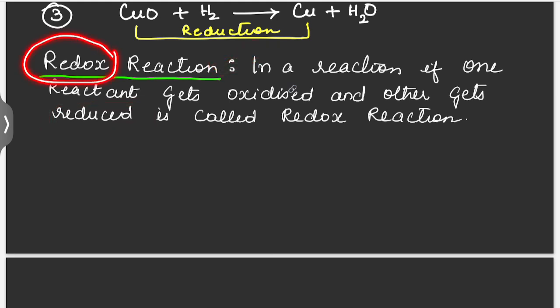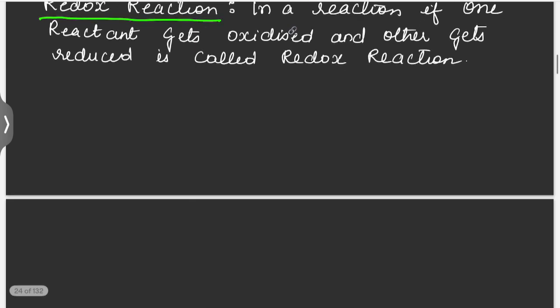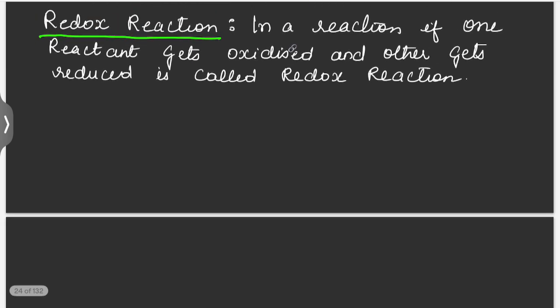In the name itself you can see, red means reduction, ox means oxidation. So oxidation and reduction taking place simultaneously is called a redox reaction. Let us take some examples to understand this redox reaction. Example.